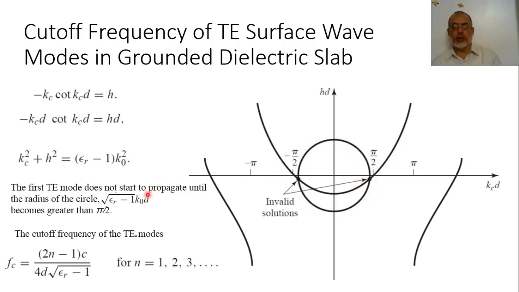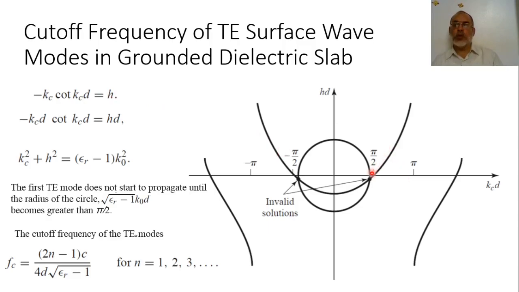As the radius, square root of epsilon r times k naught d, increases, and effectively it increases by increasing the frequency, because the value of d is constant and the value of epsilon r is constant. By increasing the value of k naught, the radius increases until it intersects with the function minus KcD cotan KcD equals h at positive h values.